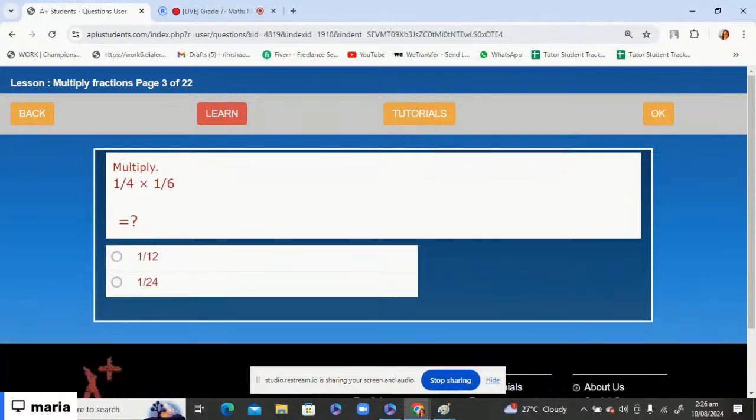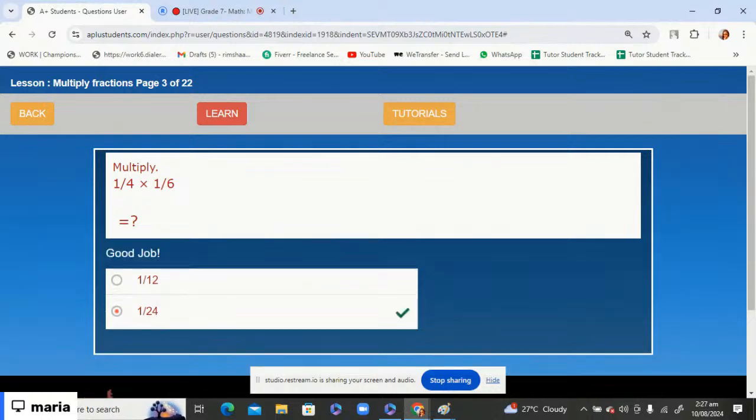Now you tell me this one. It's 1 by 4 and 1 by 6. This is very easy. So 1 by 4 and 1 by 6. Let's do this one. Multiply numerators with each other. 1 times 1 is 1 and 4 times 6 is 24 or 12? Anyone tell me, 24 or 12? This is 24. So 1 over 24 is the answer.